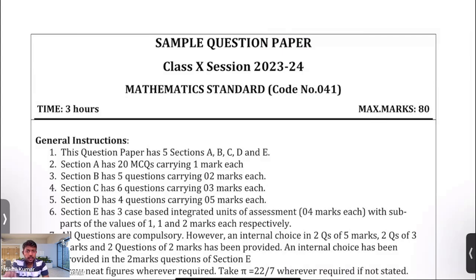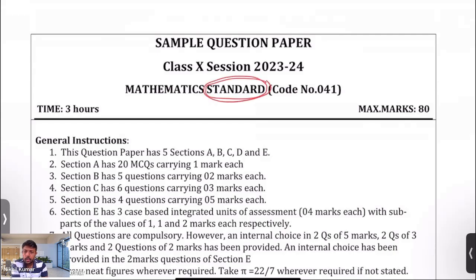Hello students, in this session we are going to solve the sample paper that CBSE has released. It's the most recent sample paper and we are dealing with mathematics today. I'm going to solve sample papers for physics and other sciences as well, but today we're focusing on the mathematics sample paper. Now this is the standard sample paper.